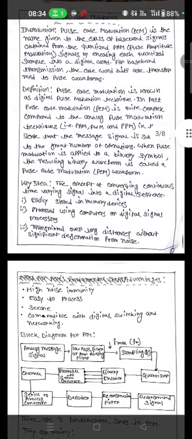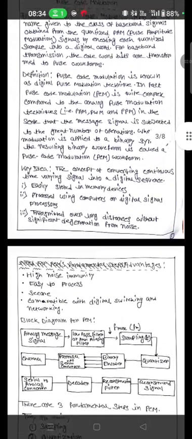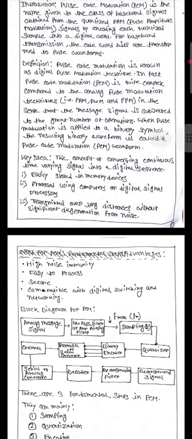Now, see the advantages of pulse code modulation. It has high noise immunity and is easy to process, and it's very secure and compatible with digital switching and networking.